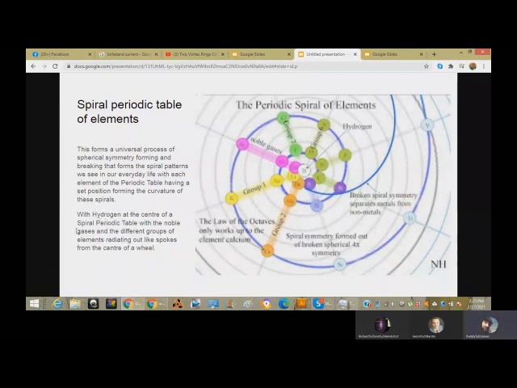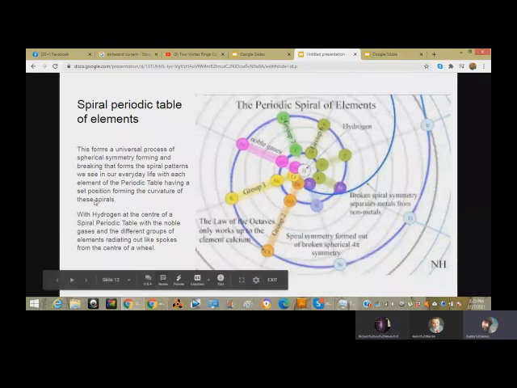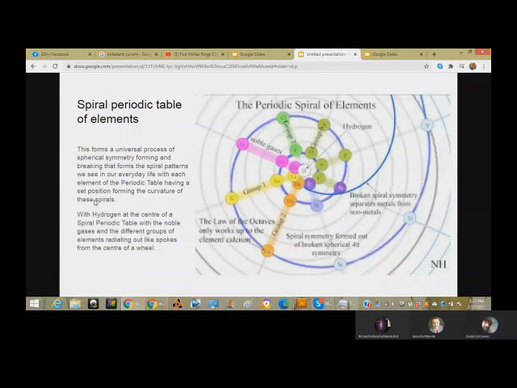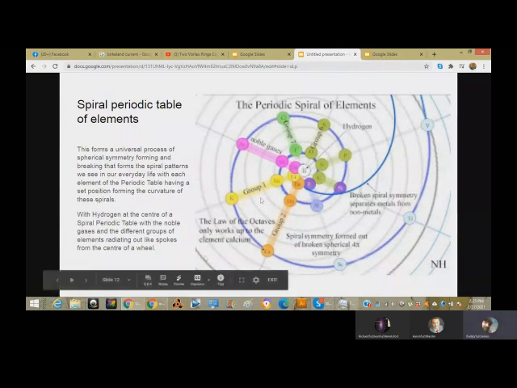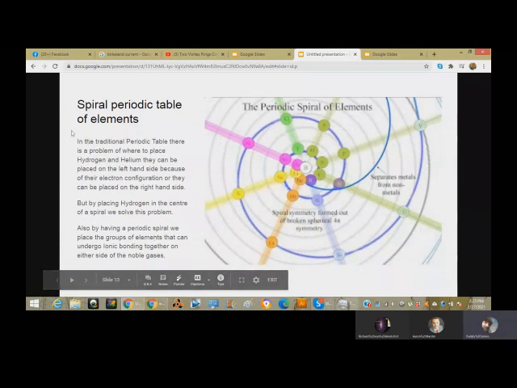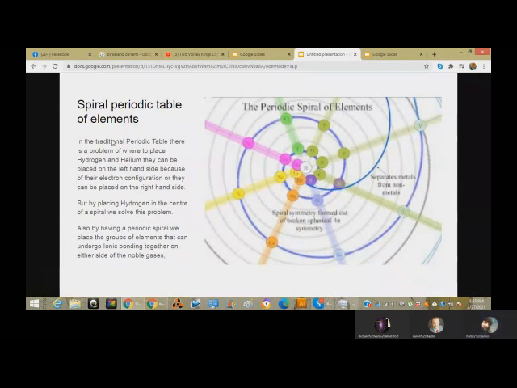So with hydrogen at the center of a spiral periodic table, with the noble gases and the different groups of elements radiating out like spokes from the center of a wheel. And that's how Walter Russell does it too, with hydrogen at the center. So in the traditional periodic table, there is a problem of where to place hydrogen and helium. They can be placed on the left-hand side because of their electron configuration, or they can be placed on the right-hand side. But by placing hydrogen in the center of a spiral, we solve this problem. Also, by having a periodic spiral, we place the groups of elements that can undergo ionic bonding together on either side of the noble gases.